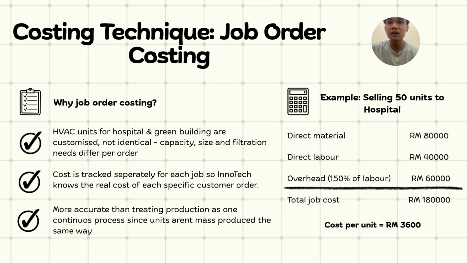Since each order is more customized rather than mass produced the same way every time, it makes more sense to track the cost for each specific job individually instead of treating the whole production as one continuous process, which is what process costing is more suited for, like in industries making identical large quantities such as cement or food production. With job order costing, Innotech can record material, labor, and overhead costs separately for each customer order. That way they know exactly how much each job actually costs instead of just estimating an average.